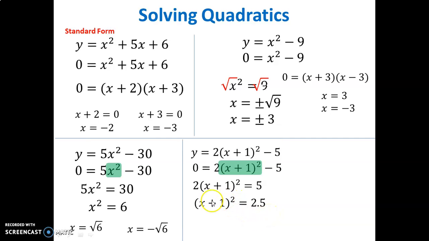Then I'm going to divide by 2 to get 2.5. And now I have x plus 1 squared. I can take a square root of that and a square root of this, right? So that's what I was showing here, that these are the same. When we have a vertex form, we can just proceed with this series of steps, unraveling it and then taking a square root.